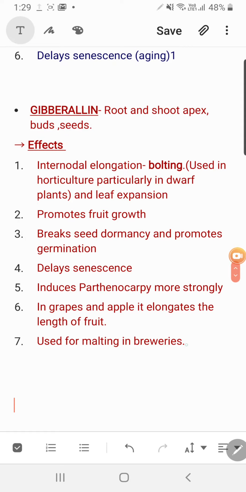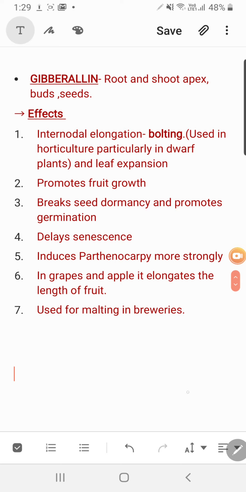Now we will be starting with the next hormone, the growth promoter, accelerator, gibberellin. It is also known as gibberellic acid. Some people pronounce it differently, so it is up to you how you pronounce it. Gibberellin is basically the proper pronunciation. Children, it is found in different forms.